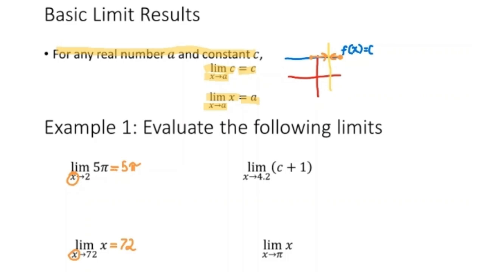Next up, the limit as x approaches 4.2 of c plus 1. Because x is approaching 4.2, then x is our variable. Even though c is a variable, in the eyes of this limit, it is considered a constant value because it is not changing, it's only x that is changing. So as x approaches 4.2, c plus 1 will stay c plus 1, so c plus 1 will approach c plus 1. Lastly, the limit as x approaches pi of x. X is the variable that is approaching pi, and as x approaches pi, x will approach pi.